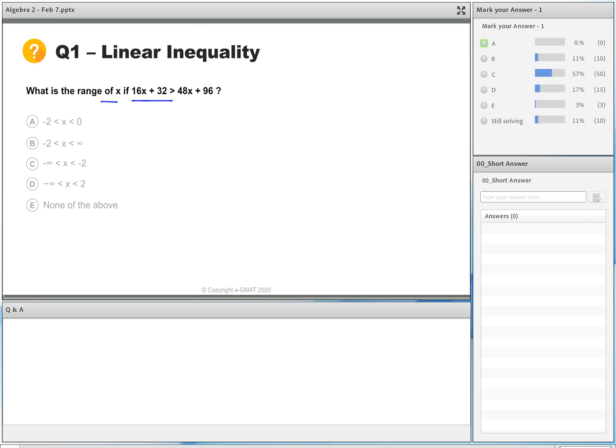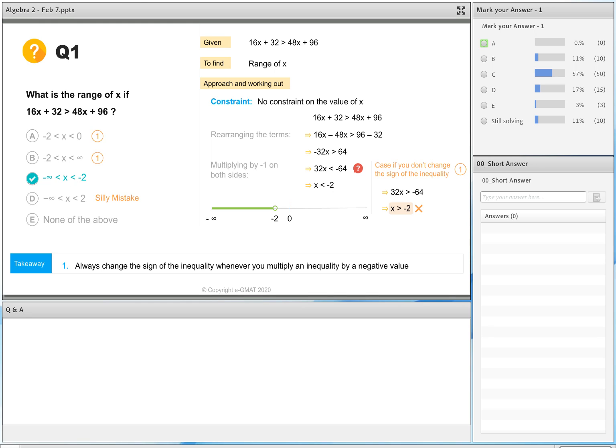We'll use the same concept. We'll take the like terms to one side of this inequality. So I take 48x to the left hand side and I take 32 to the right hand side. While doing that, I get minus 32x greater than 64. I need to find out the range of x.